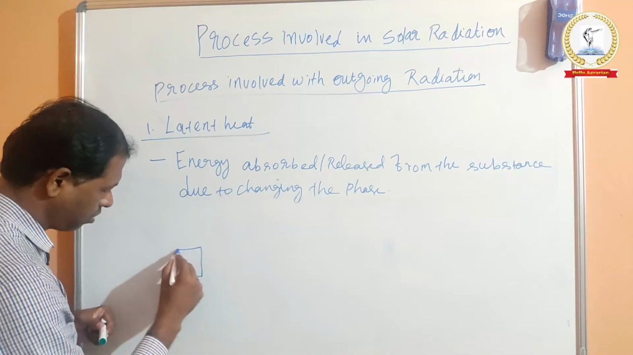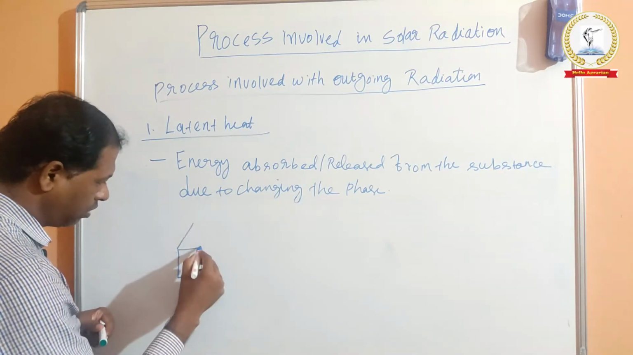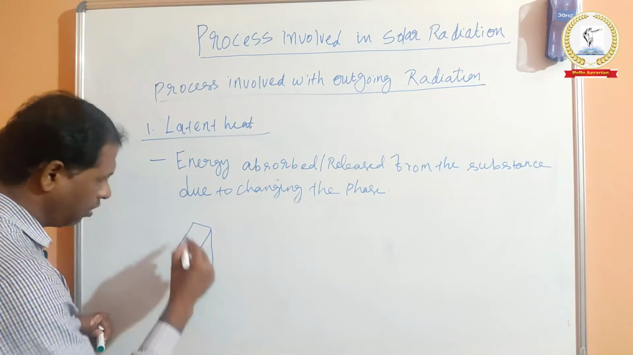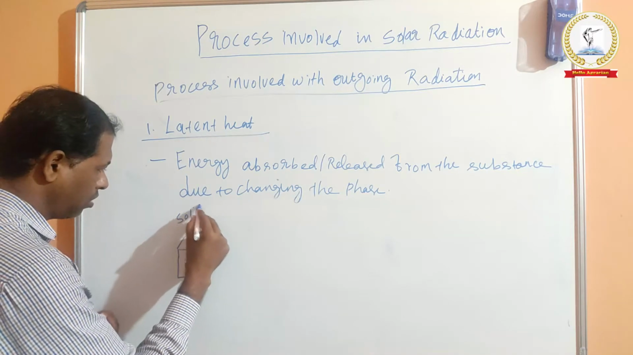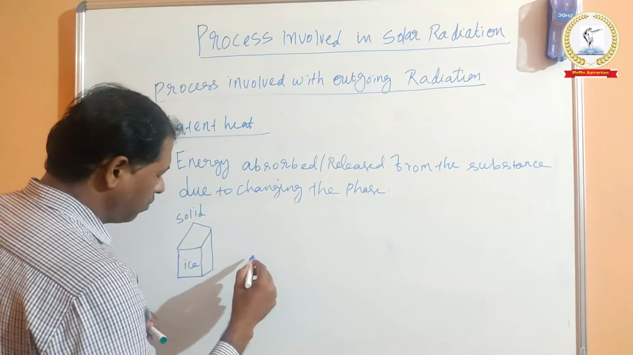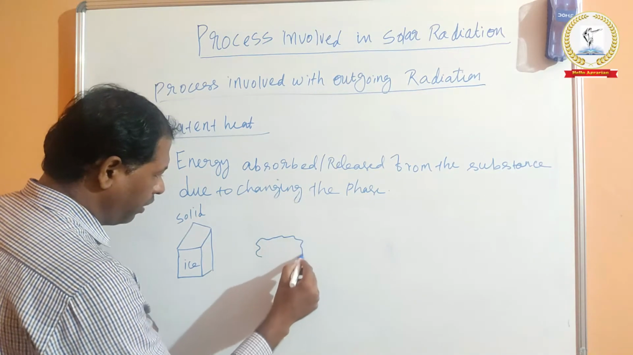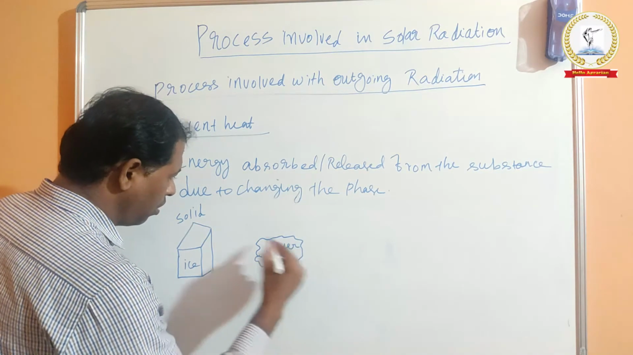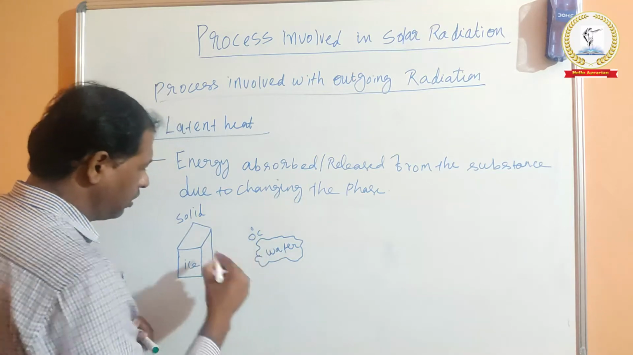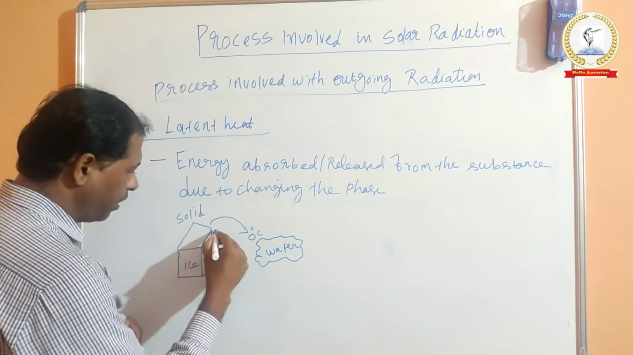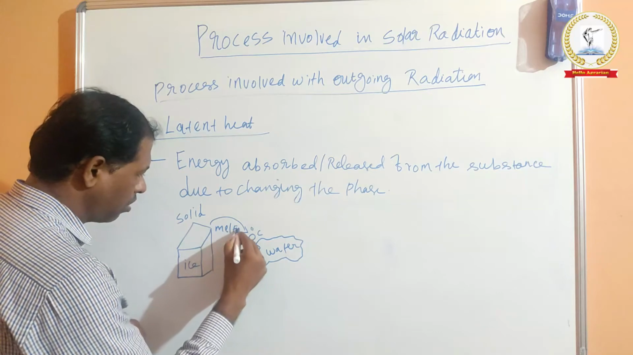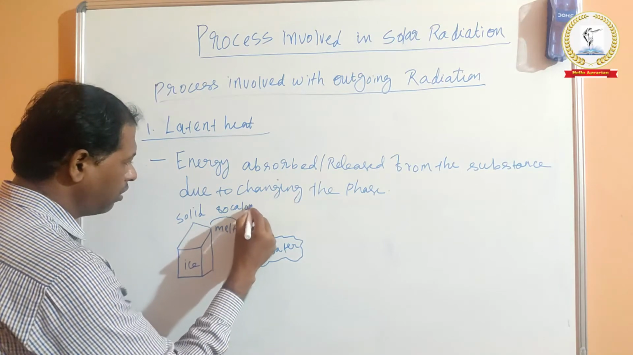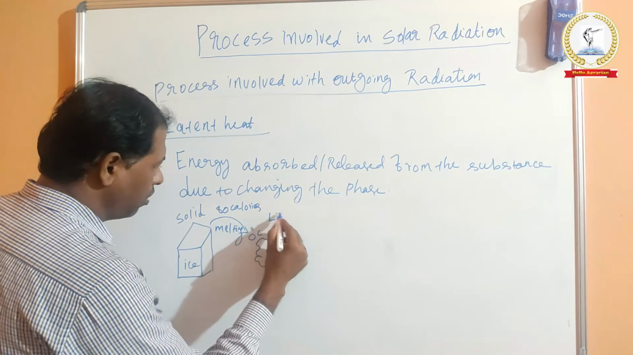Suppose we take a solid substance, that is ice, as a solid. Okay, so when this solid melts to the liquid phase, or you can say water at 0 degree Celsius, through melting it adds 80 calories. Okay, 80 calories, and water is the liquid phase.